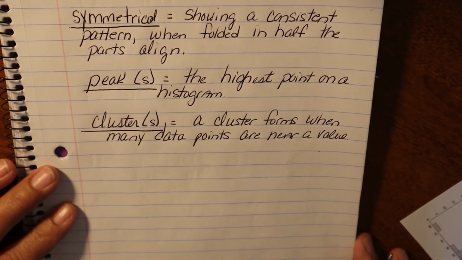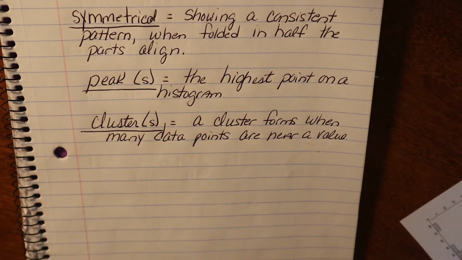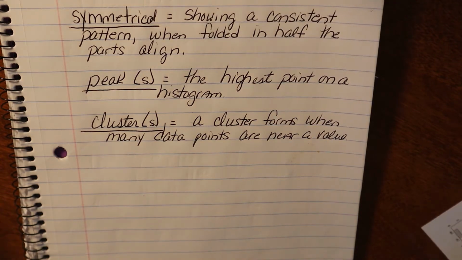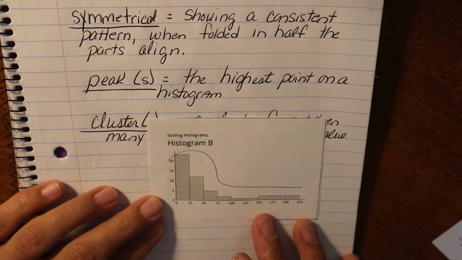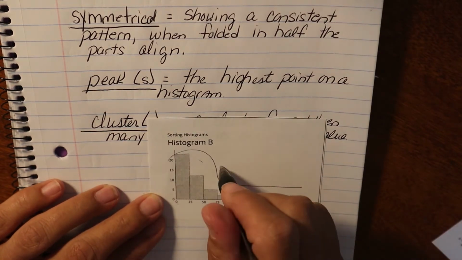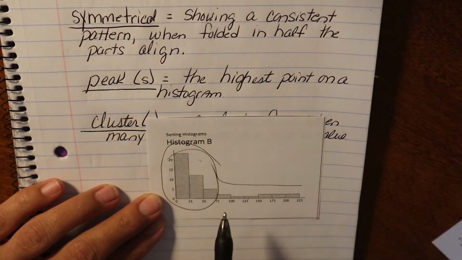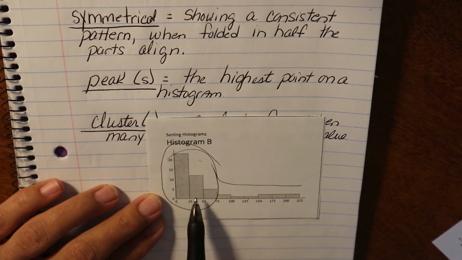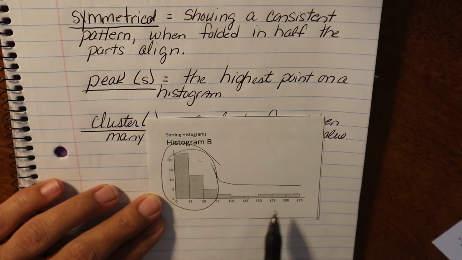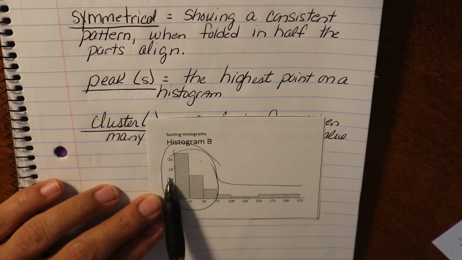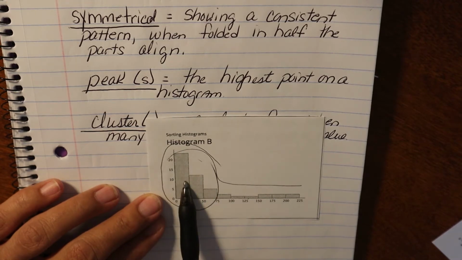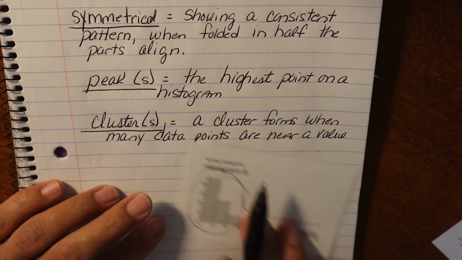Sometimes you look at these and it looks like all the data value is grouped together. So let me find some examples of clusters. Let's see here. Okay, here's an example of a histogram that has one cluster right here. See a lot of information right here within these couple values, and then it kind of tapers off. So this would be considered, yes, I would say this histogram B has a cluster.